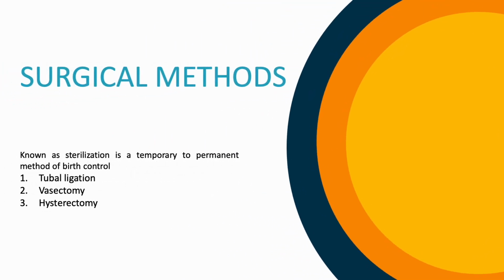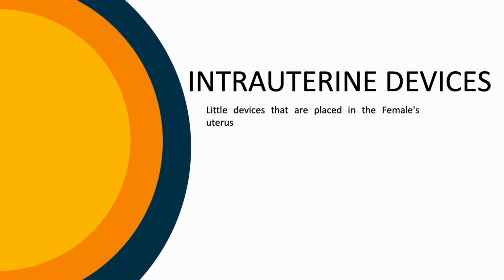Moving on, surgical methods of contraception, also known as sterilization, are a permanent method of birth control. Surgical methods include 1. Tubal ligation, which is when females close off their fallopian tubes. 2. Vasectomy, in the case of males, where the vas deferens tubes are tied, cut, clipped, or sealed to prevent sperm from entering the semen during ejaculation. 3. Hysterectomy involves females, and in this procedure, the woman's uterus is removed.